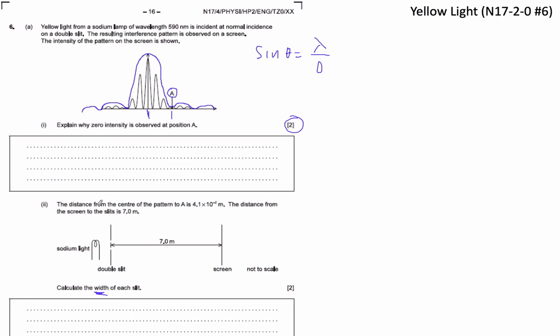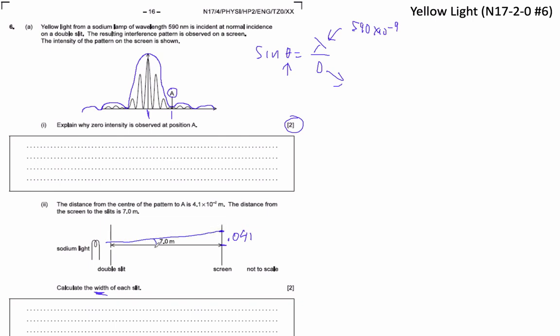Then it says the distance from the center of the pattern to A is 4.1. So they're saying that this distance, I'm going to exaggerate this distance, is 0.041 meters. And they want us to calculate the width of each slit. We can do this. We're going to use this equation here. We know that lambda is 590 times 10 to the minus ninth. We're trying to solve for d, and if we had this angle, then we could do it. So let's find that angle.